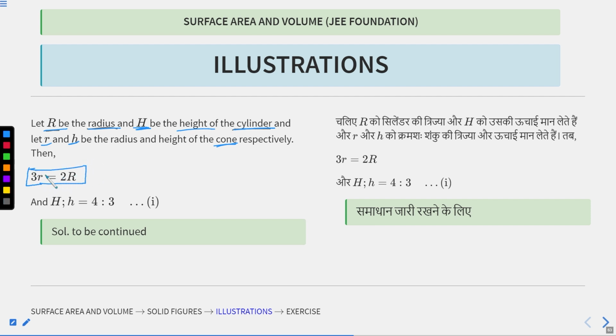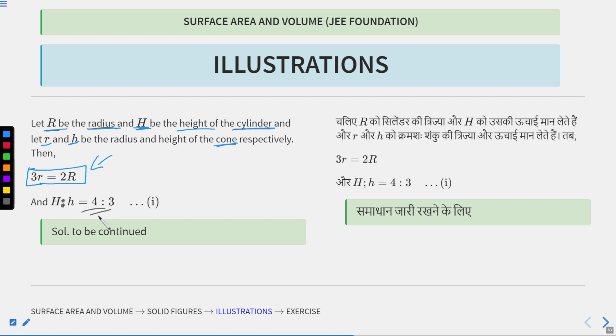So by equation we represent it like this, and for the ratio it must be like this. So capital H to small h is equal to 4:3. I hope all is clear.